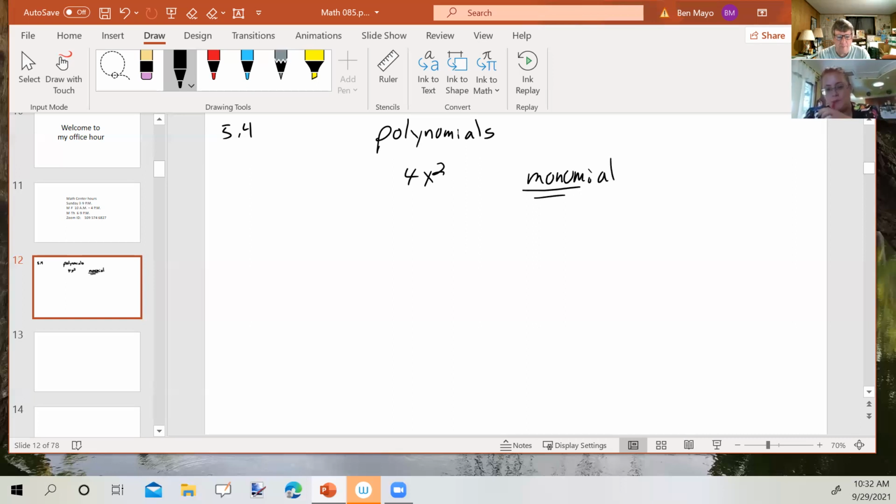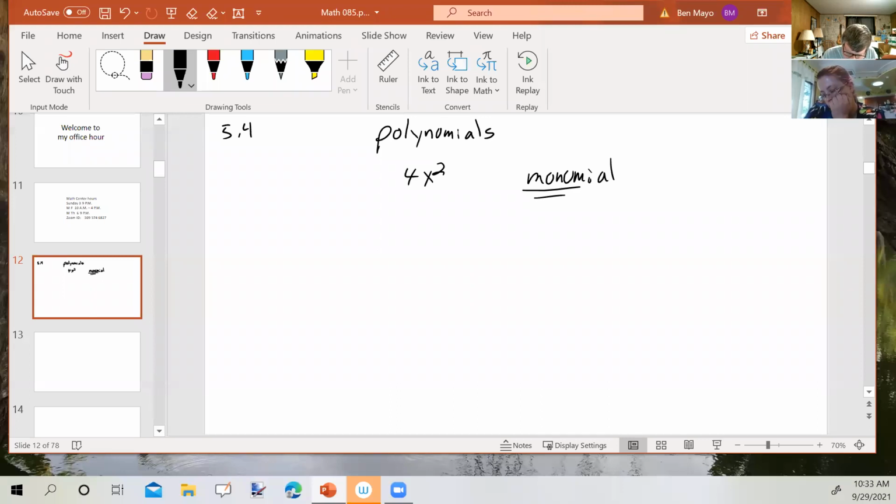Mono, think of a monocle, which is a single lens. I don't know if any of you ever seen reruns of Hogan's Heroes. Commandant Klink had a monocle. It was just a single lens they would hold there. Mono means one, so a monomial is a single algebraic term, okay?